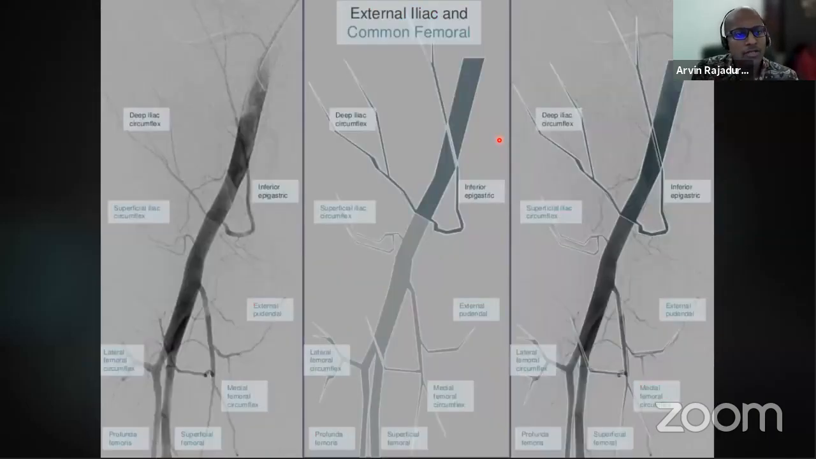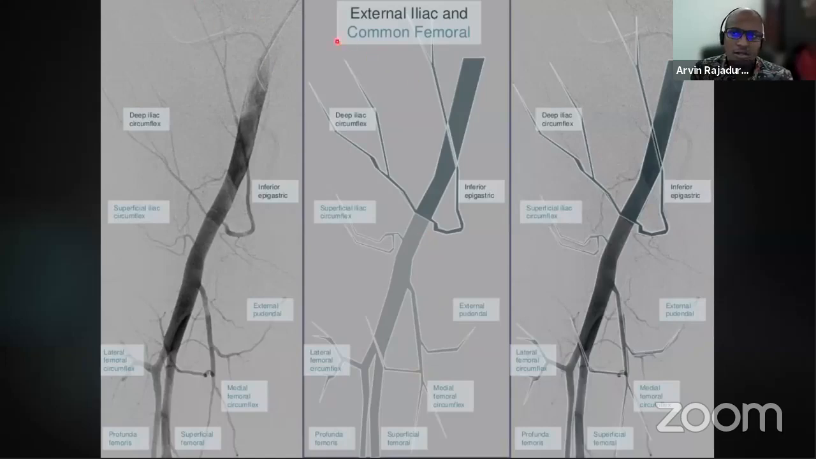And then of course I have to look at the external iliac, and you've got the circumflex iliac artery, you've got the inferior epigastric artery, you've got the superficial iliac circumflex artery, external pudendal artery, and then you've got the femoral artery coming up here. So this is a common view of what we see.